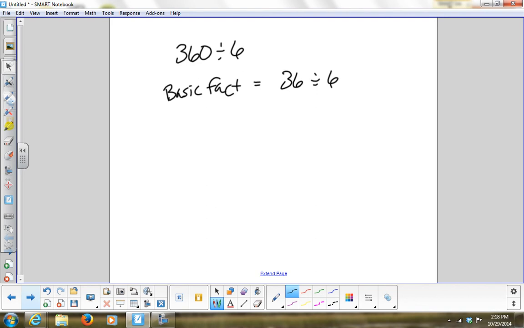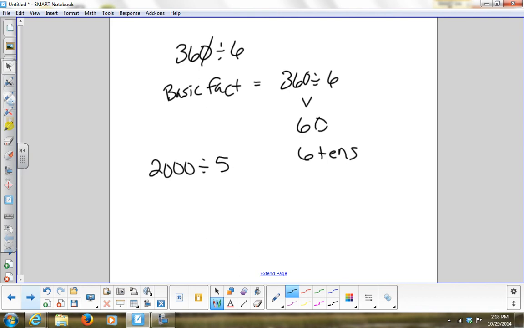Okay, 36 divided by 6 is what? 6. And then I have how many zeros there? 1. So it's 6 tens. You have to know that 60 is the same as 6 tens, and vice versa. You have to know that 200 is the same as 2 hundreds. 2 what? 2 zeros. 200.